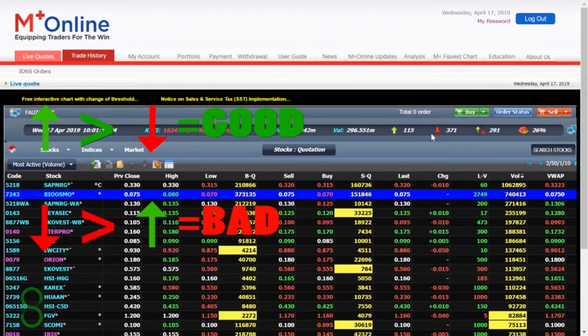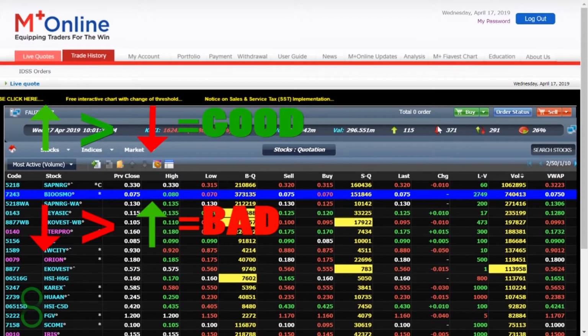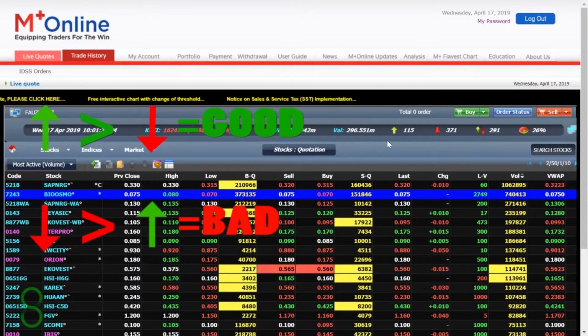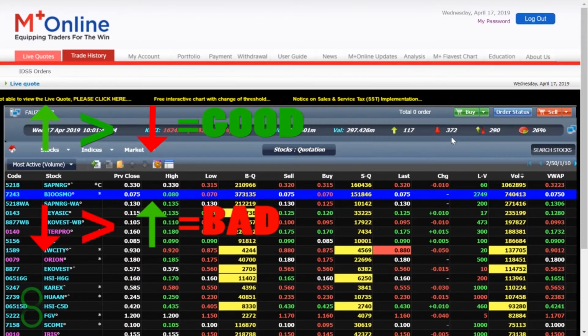Now, if the losing counters is greater than the winning counters, that means that the market is going down. Now, if the winning counters is greater than the losing counters, that means the market is going great. Let's move on to our final method.